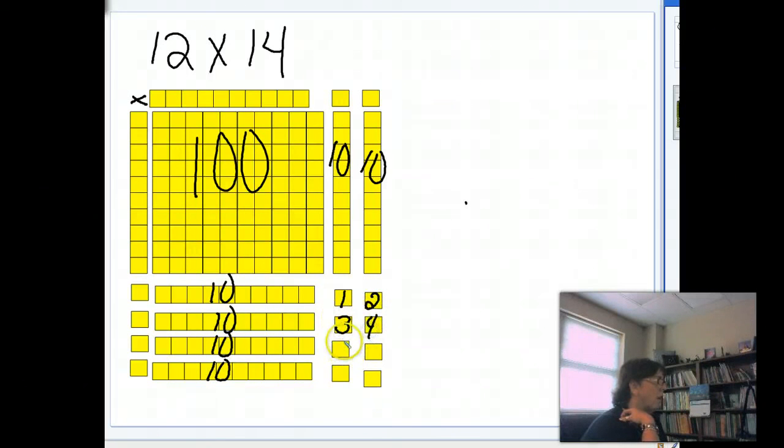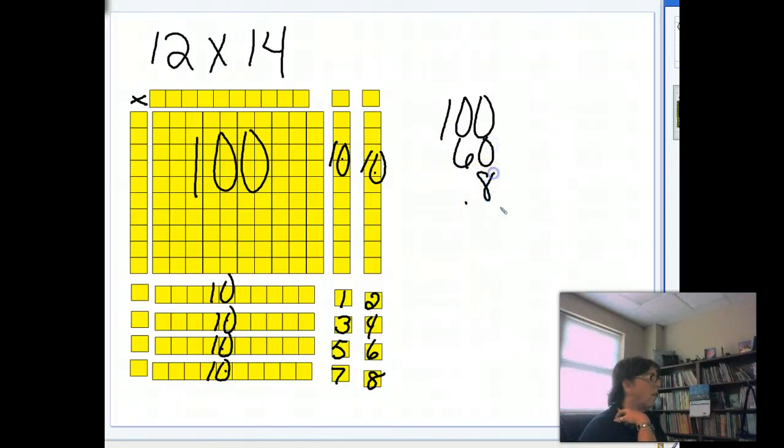So I'm going to go ahead and just count those. So if we look at what we have all together, we have 100, and we have 10, 20, 30, 40, 50, 60, and we have 8. We have 168. Now think about that. Keep that in your head for a minute and think about that.